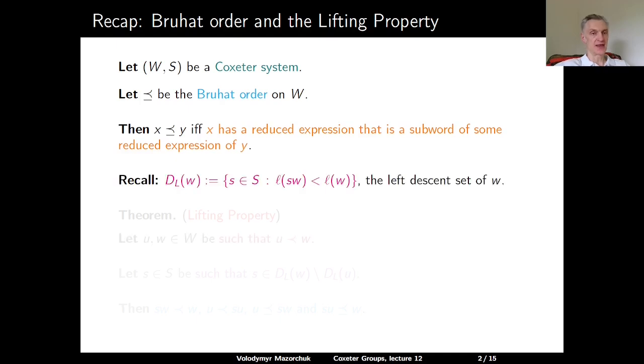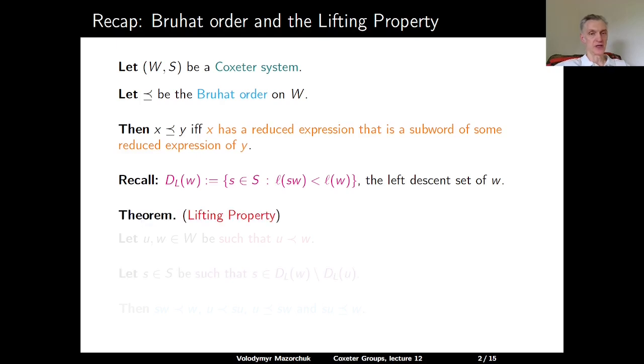We had the notion of the left descent set of an element in W. So the left descent set of an element w consists of all elements s in S such that the length of s times w is strictly smaller than the length of w.